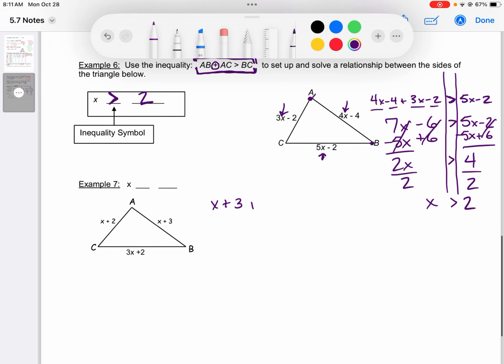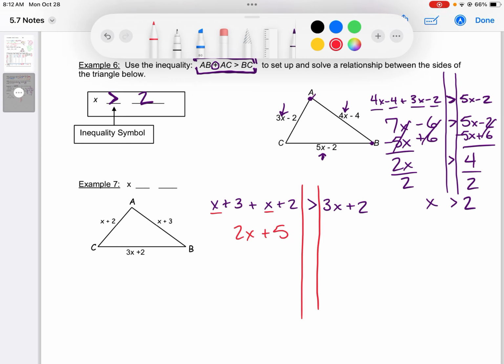And we'll do the same thing for example 7. We're doing AB, x plus 3, plus AC, x plus 2, is greater than 3x plus 2. So for this one, we would combine our like terms. 2x plus 5 is greater than 3x plus 2. And for this one, I'm going to move the 2x over. That will leave me with x. I'm going to subtract 2. That will leave me with 3.